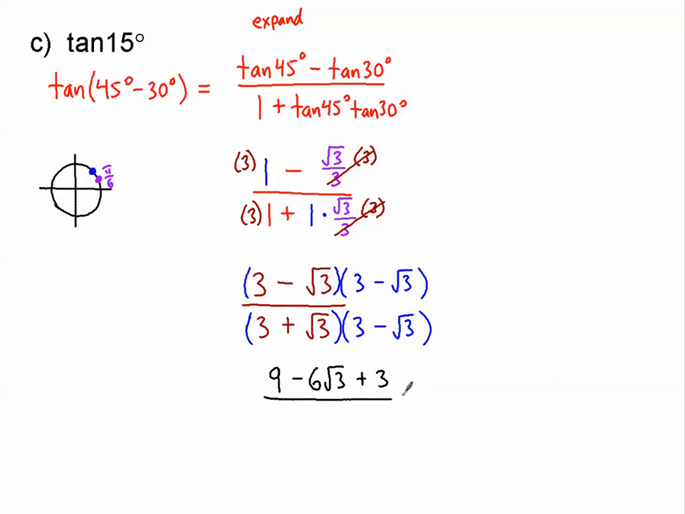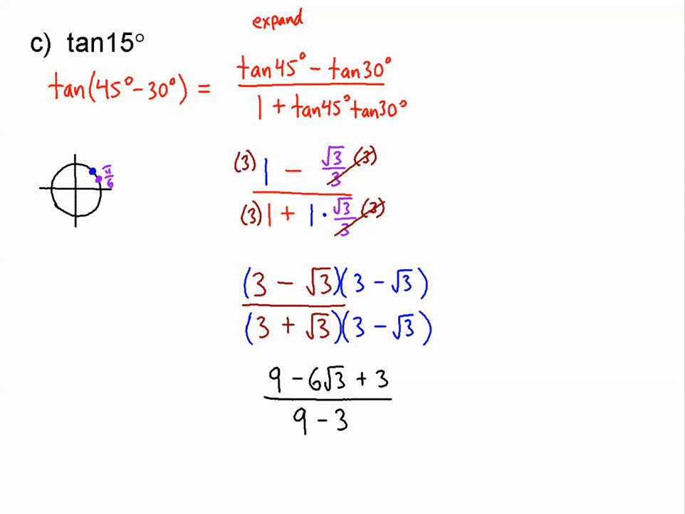In the denominator, the whole point of multiplying by the conjugate is that the inner terms, 3 square root of 3, and the outer terms, negative 3 square root of 3, cancel away. So all I really need to do are the first terms, 3 times 3, and the last terms, positive square root of 3 times negative square root of 3, which makes negative 3. Okay, it's getting better here.